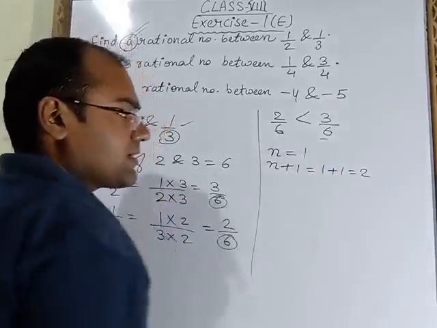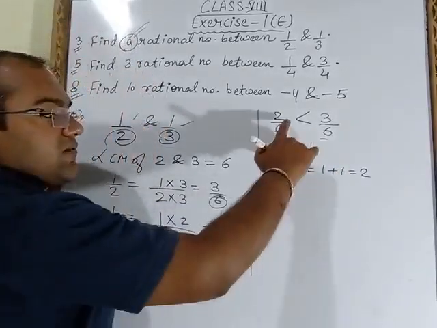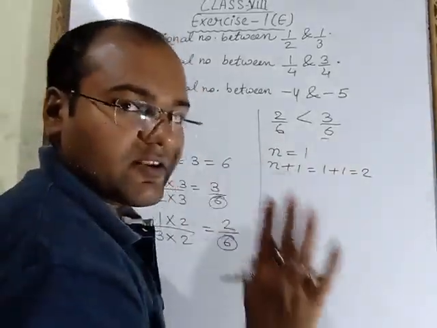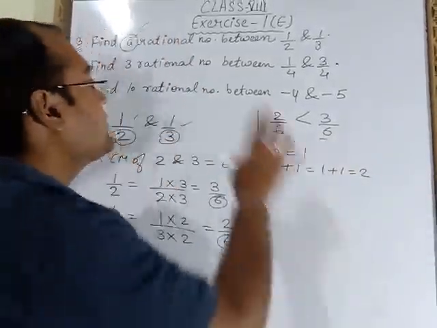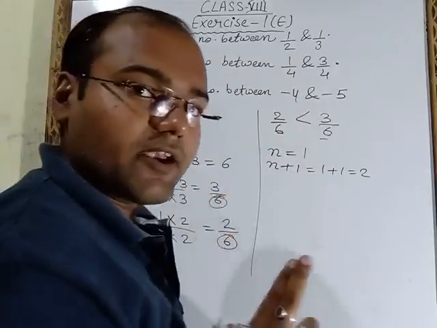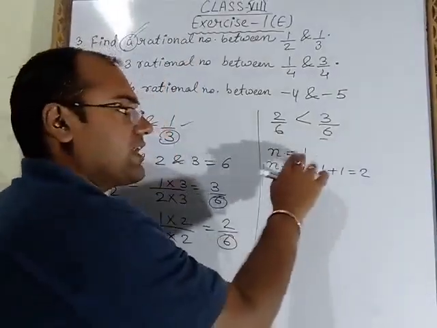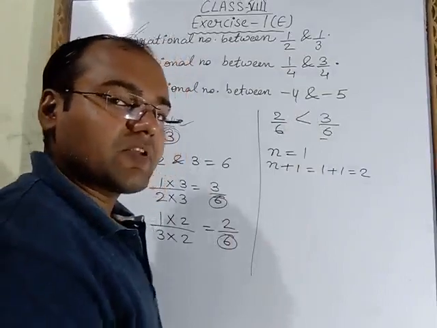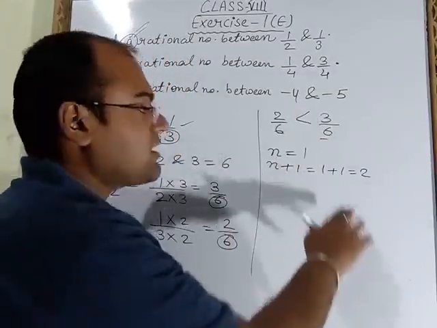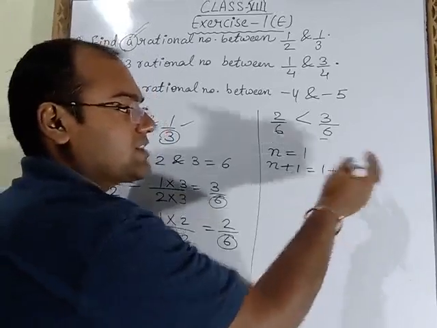What have I done? If between these two numbers we do not get any number, then the first step is to check how many rational numbers you have to find. One number you have to find, that's why the n value will be 1. Then the next step is to increase that value by 1. That means we have to find n plus 1. N plus 1 means 1 plus 1, the answer will be 2.